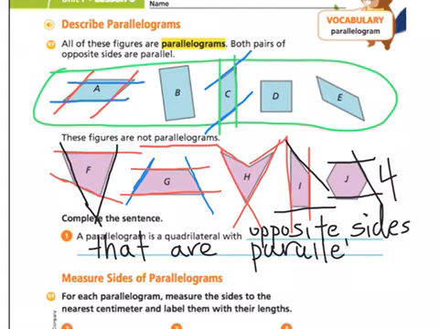So in other words, a parallelogram has to have 2 sets of parallel lines. And I'm going to make this parallel lines. That's my symbol for parallel.